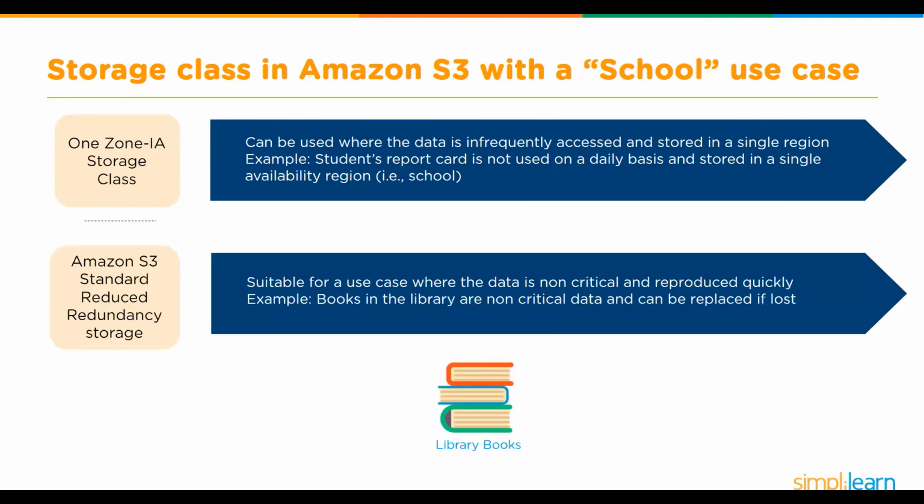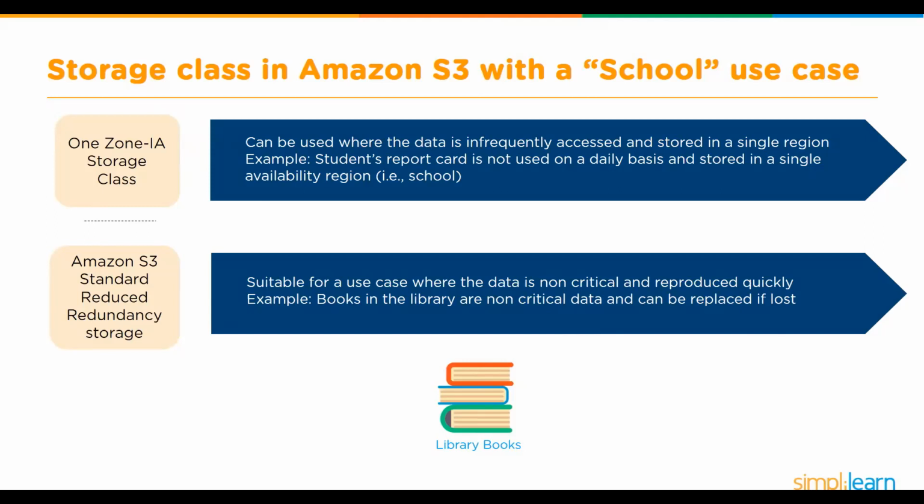And the other option with Amazon S3 is standard reduced redundancy storage. It is suitable for cases where the data is not critical and the data can be reproduced quickly. For example, take a copy of the PDF library book. Now, we would have a source PDF and we would make copies of it, and then we make it available for the readers to read.